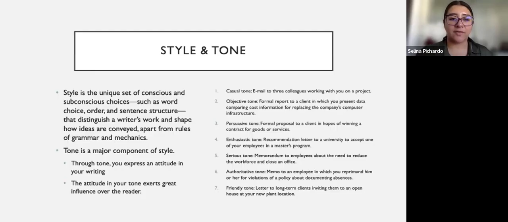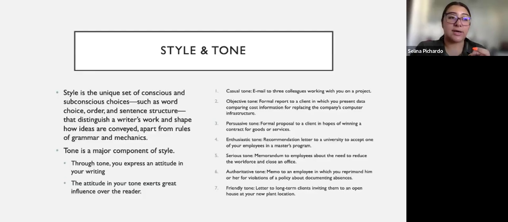I won't go over all of them because my biggest piece of advice when it comes to what type of tone to take as a writer is just read the room, essentially. So, for example, do you have to write something and you just need to send it off to two other team members on your team? That's going to be pretty casual because it's just two of your coworkers. So that's going to be a very casual tone.